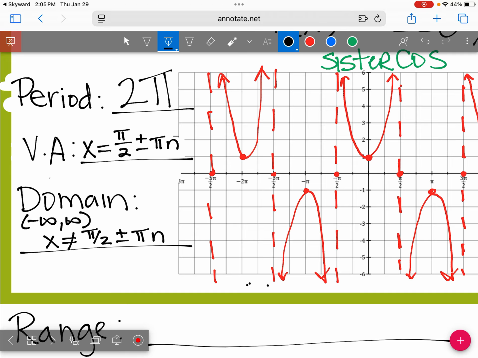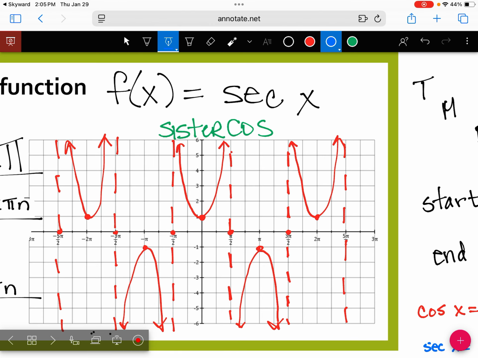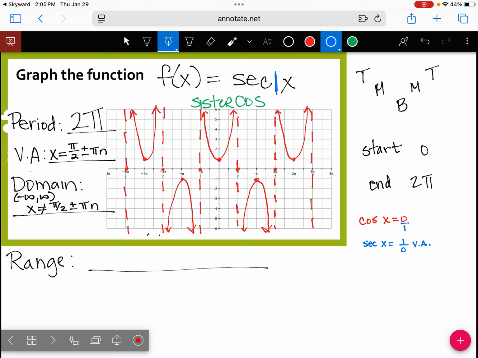Okay. Lastly is our range. Yes, Junior. How do we get period again? Period is always 2 pi over b, which in this case, b is always the number in front of x. And for the parent, it's a 1. Good question.